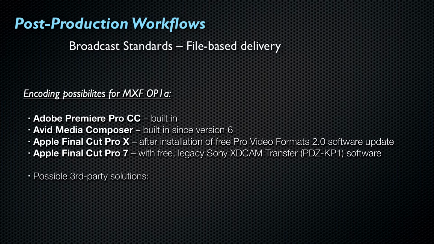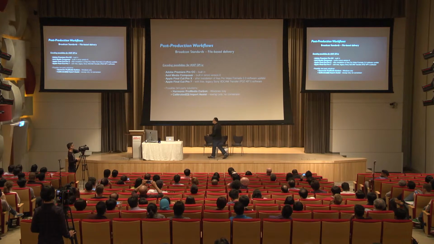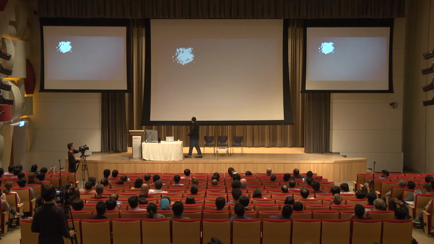Okay? And if you have to use third-party software, of course there are options. There's Harmonic ProMedia Carbon, also known as Rhozet previously. Okay? Unfortunately, it's only on the Windows platform. You can also use things like Calibrated Q, Import Assist, okay? But it doesn't actually do any encoding, it just does rewrapping, okay? But there are various options out there, and they are getting cheaper and cheaper, and they are getting more and more accessible.